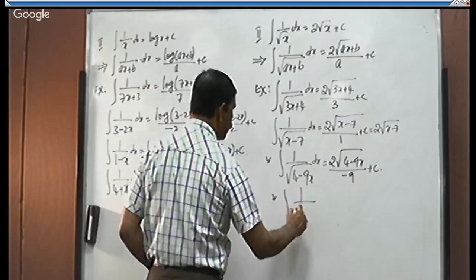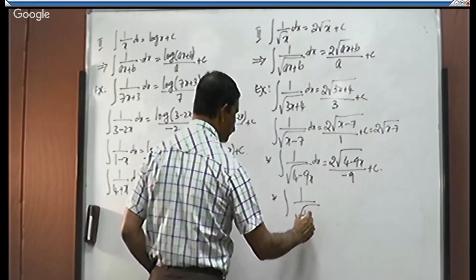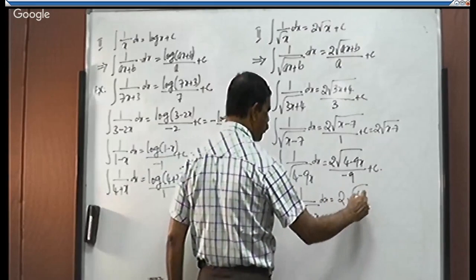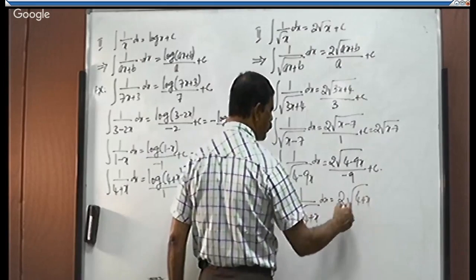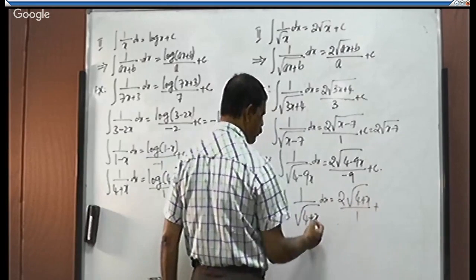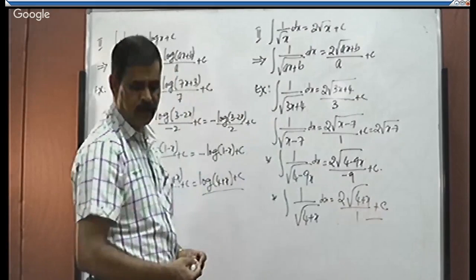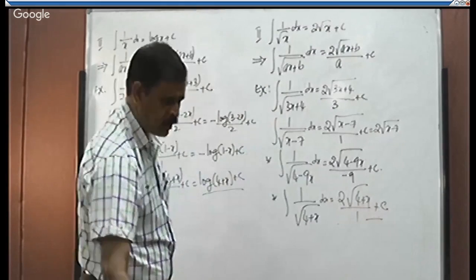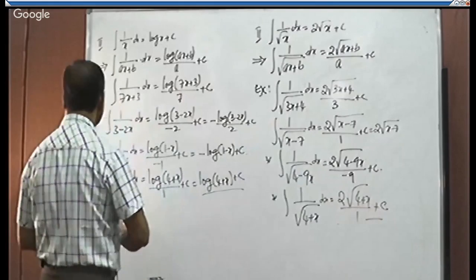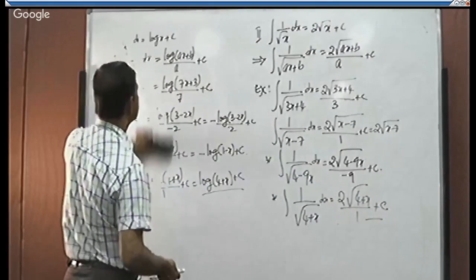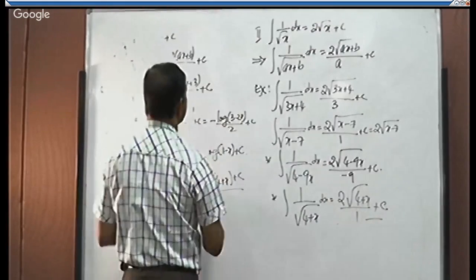Integration of 1 divided by root of 4 plus x dx. The answer is 2 root of 4 plus x divided by the x coefficient, which is 1, plus c. Next, let us take the other standard form. This is the third one.